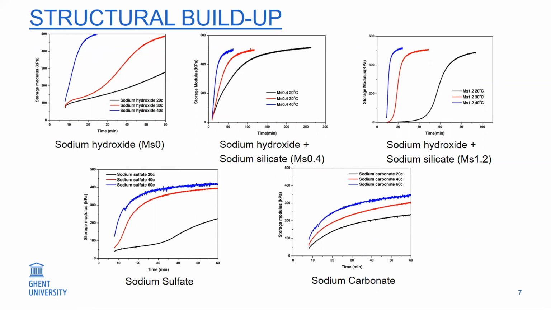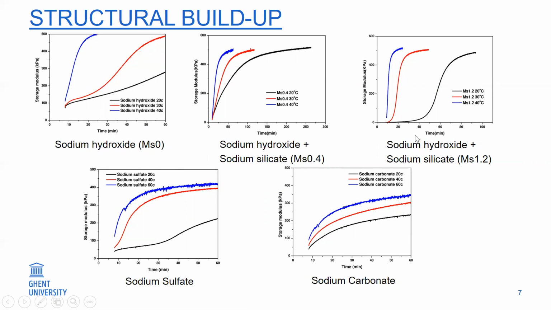Okay, here, as you can see, these graphs present the structure buildup of different AAC pastes. Basically, when you increase the temperature of the curing condition, the storage modulus increases much faster due to the increasing temperature.